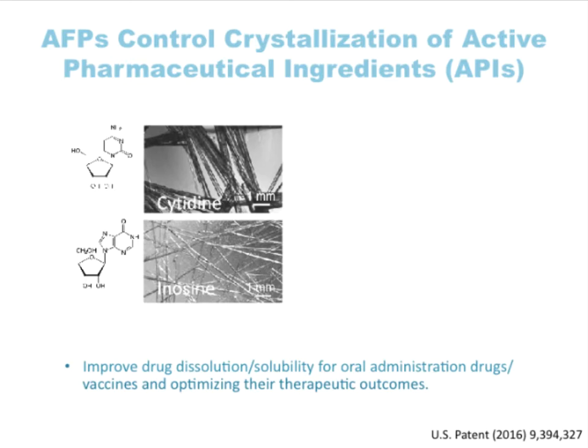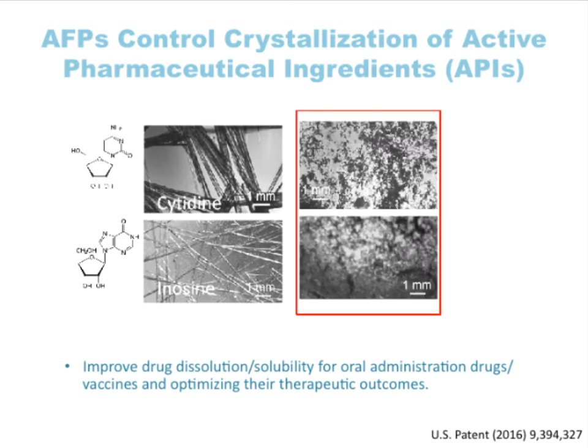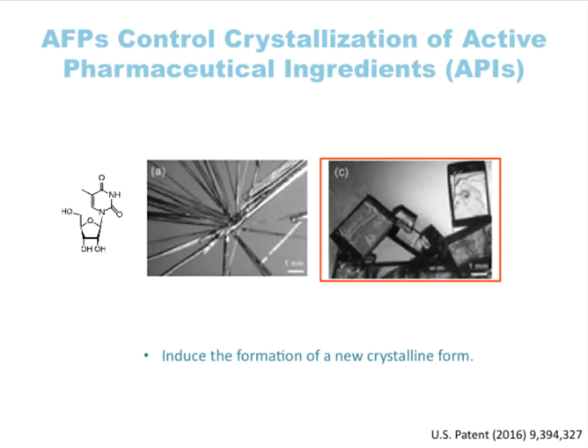are drug ingredients. However, nucleosides tend to crystallize in needle-shaped crystals, which have poor solubility. With the use of antifreeze protein, the crystallization of nucleosides can be completely inhibited, so the amorphous nucleoside form has improved solubility of the drug ingredients. And by changing the experimental conditions, we can change the crystal shape from the needle shape to the block shape. The block-shaped nucleosides will be easy for transportation.